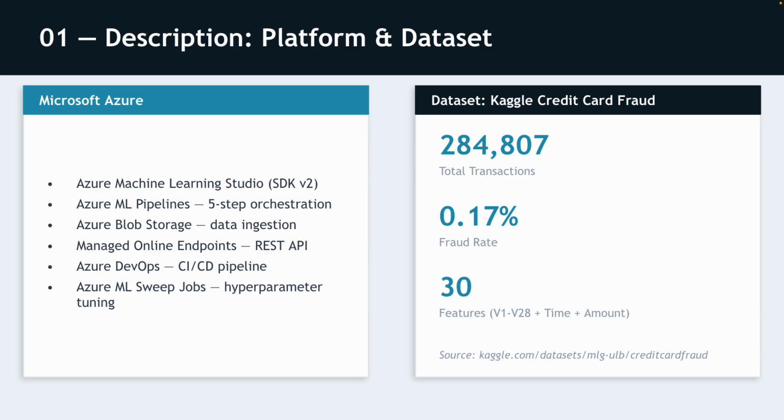For the dataset, I used the Kaggle credit card fraud detection dataset. It contains 284,807 transactions with only 0.17% being fraudulent. That's an extreme class imbalance of roughly 1 fraud for every 577 legitimate transactions. There are 30 features: 28 anonymized PCA components labeled V1 through V28, plus Time and Amount. This is a classic and challenging real-world dataset used in the financial industry.